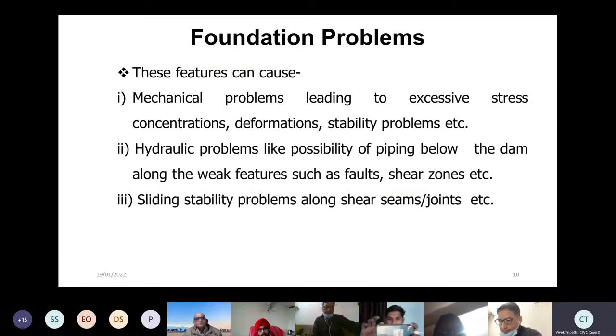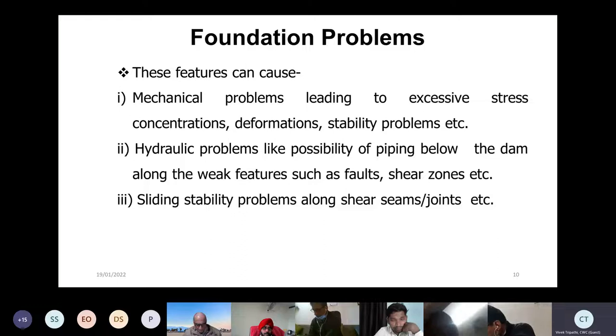So now we are addressing the problems in the foundations. Mechanical problems: non-uniformity in the rock results in excessive stress concentration, deformations, and stability problems of structures. Then hydraulic problems, like the possibility of piping below the dam along a weak feature such as a fault, shear zone, etc., and sliding stability. This is the most important factor for the safety of the concrete dam.